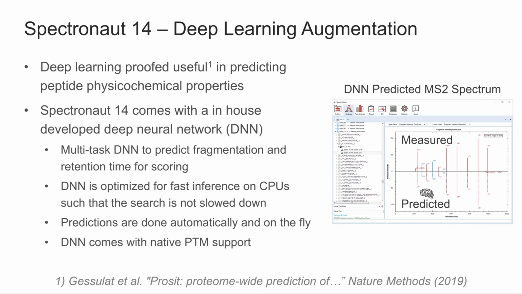In the end, we also have native PTM support. So for instance, phosphorylation is supported natively from the deep neural network. And on the right, you can see the network in action. You can see a predicted fragment ion spectrum for a peptide in one of our software packages.